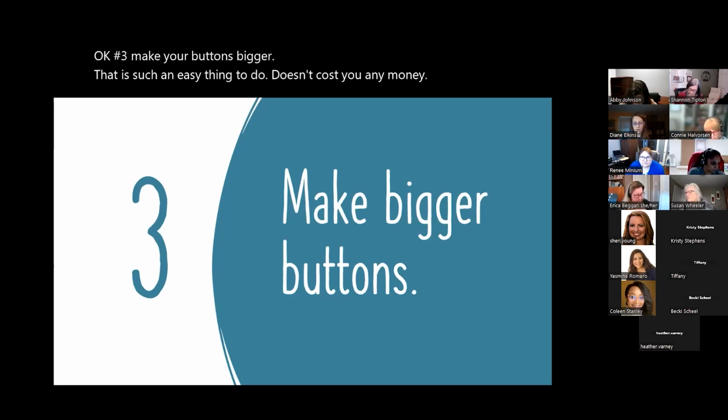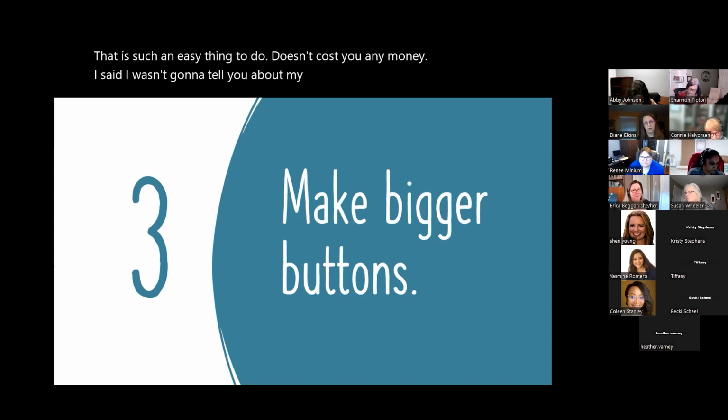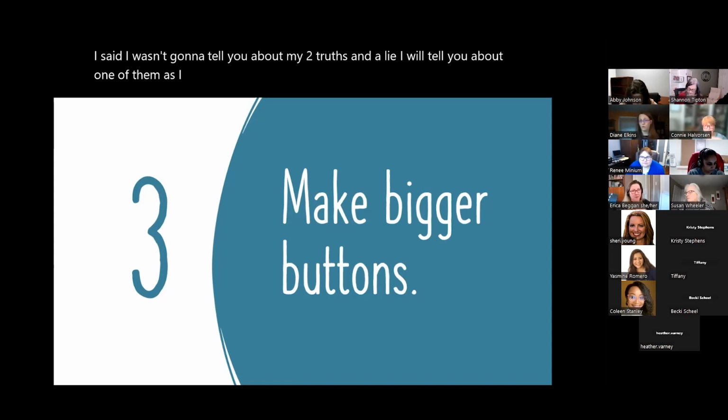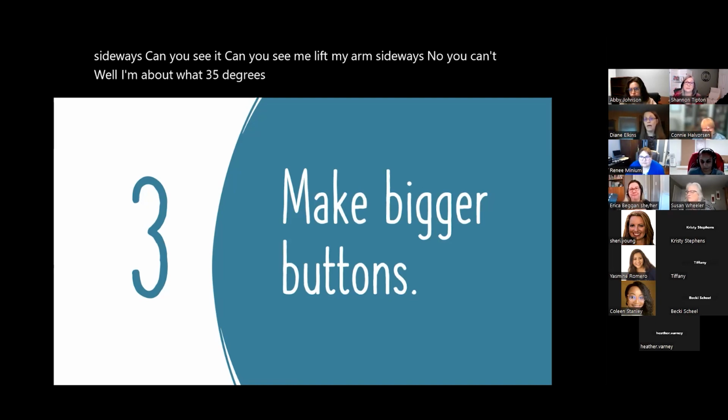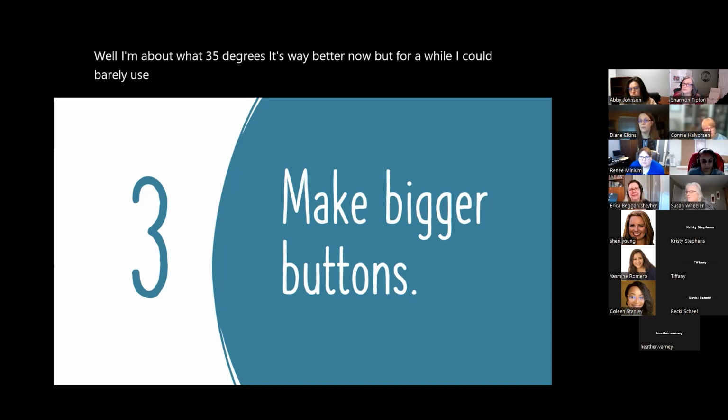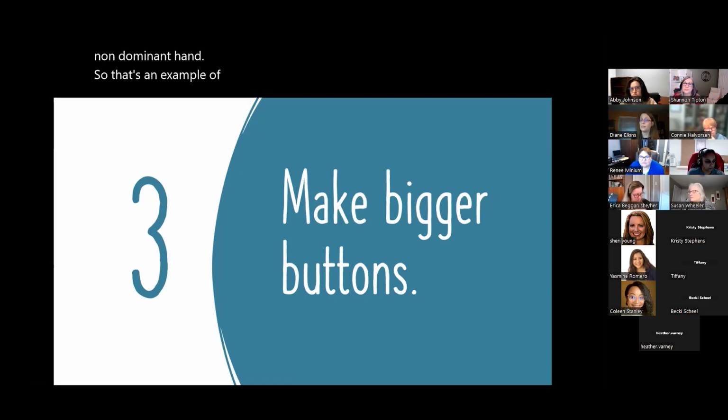I said I wasn't going to tell you about my two truths and a lie. I will tell you about one of them, as I do have frozen shoulder. So right now I can lift my arm sideways. Can you see it? Can you see me lift my arm sideways? No, you can't. Well, I'm at about, what, 35 degrees? Yeah, it's way better now, but for a while I could barely use my arm for a full day with my mouse. And so I had to use my non-dominant hand. So that's an example of what's considered a temporary disability.